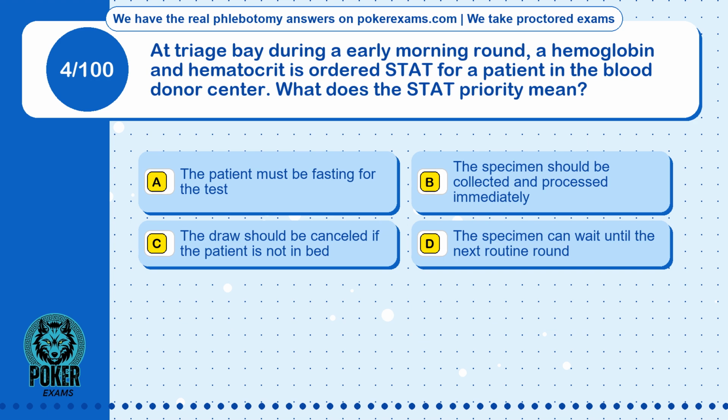Question 4. At the triage bay during an early morning round, a hemoglobin and hematocrit is ordered stat for a patient in the blood donor center. What does the stat priority mean? Option A. The patient must be fasting for the test. Option B. The specimen should be collected and processed immediately. Option C. The draw should be cancelled if the patient is not in bed. Option D. The specimen can wait until the next routine round.